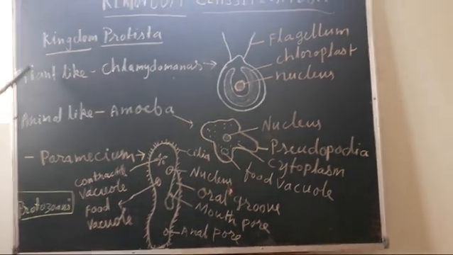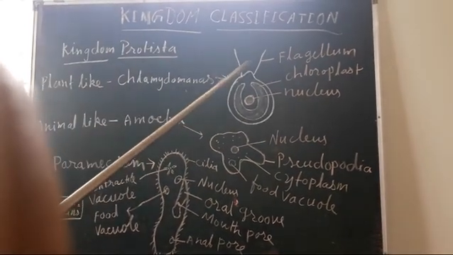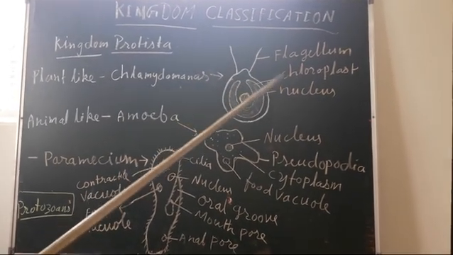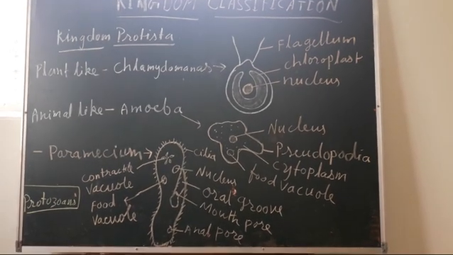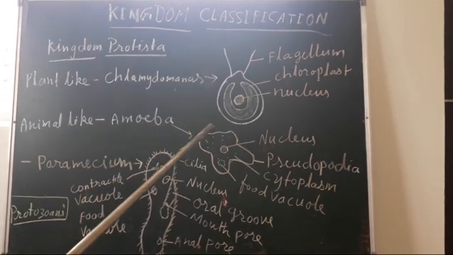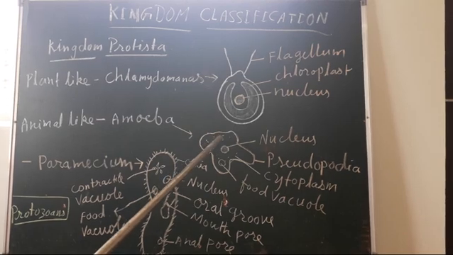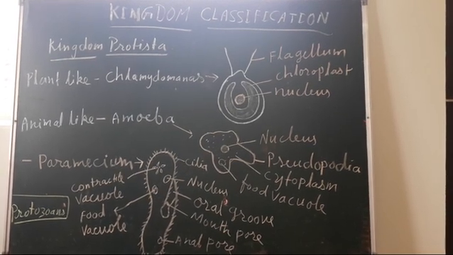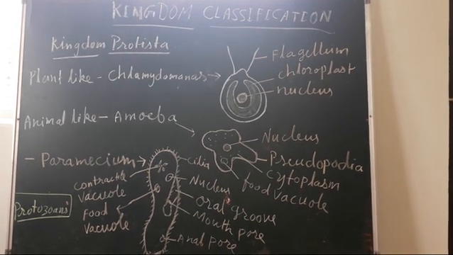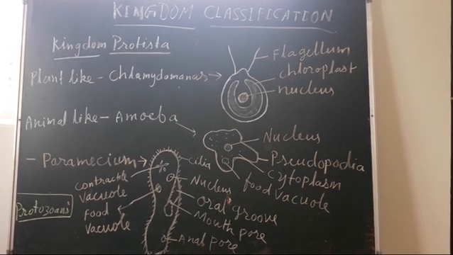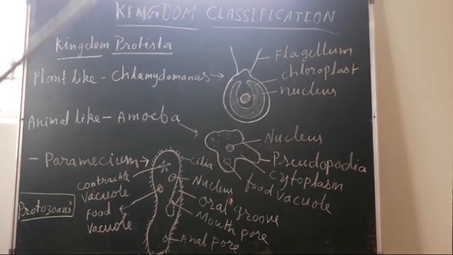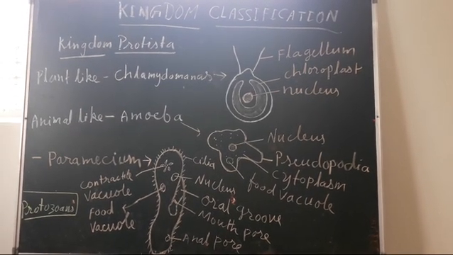Example, plants like Chlamydomonas. You can see the diagram of Chlamydomonas. It has chloroplast and that's why it can produce its own food. Animal like amoeba, which has an irregular shape, and it's an animal found in the water. Another example is euglena. These all are Chlamydomonas, amoeba, euglena. These are also known as protozoans.